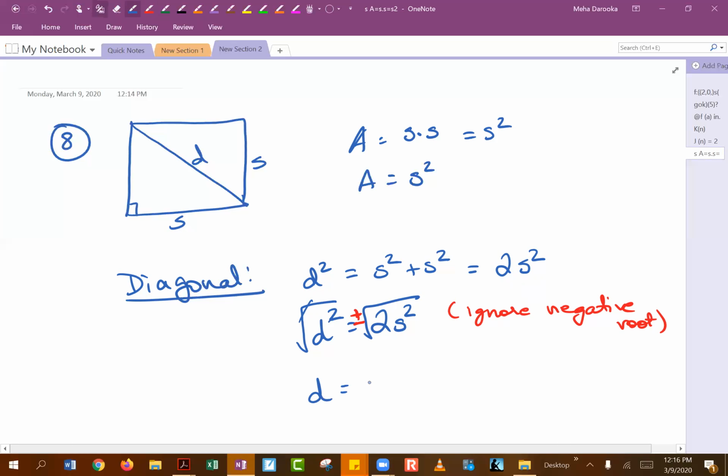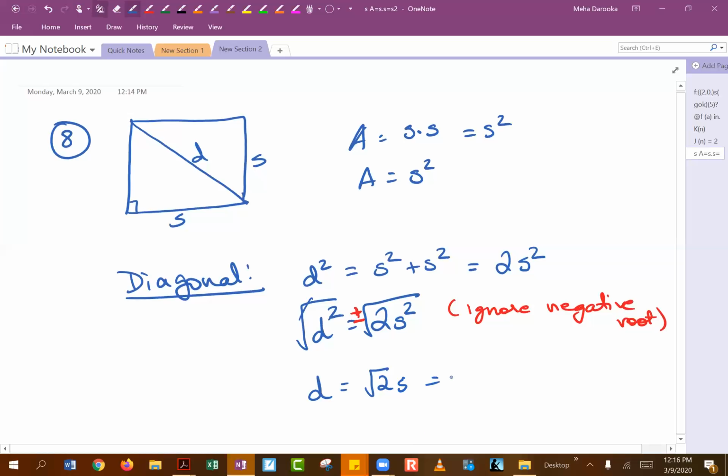What is the square root of 2? Not a clean answer, right? So your 2 will actually stay. You can write it as s times the square root of 2. So the square root of 2 will not simplify because that actually comes out to be a repeating or non-terminating decimal, 1.414, and it keeps going. So leave the square root of 2 as it is, and the s squared and the square root will cancel out, so you get one s on the outside.